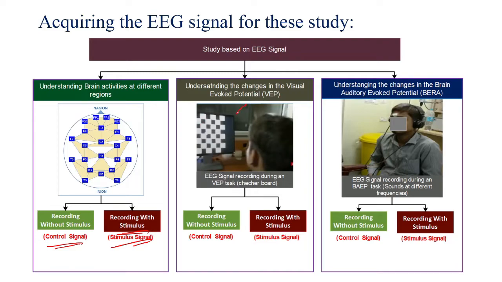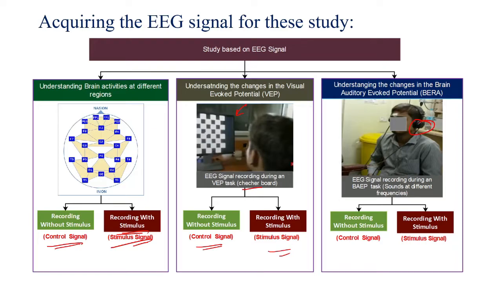So over here there might be some changes. This is a checkerboard, or you can have this LED panel, where the light will be generated at different frequencies. So without the stimulus you can find out, and with the stimulus also you can find out.